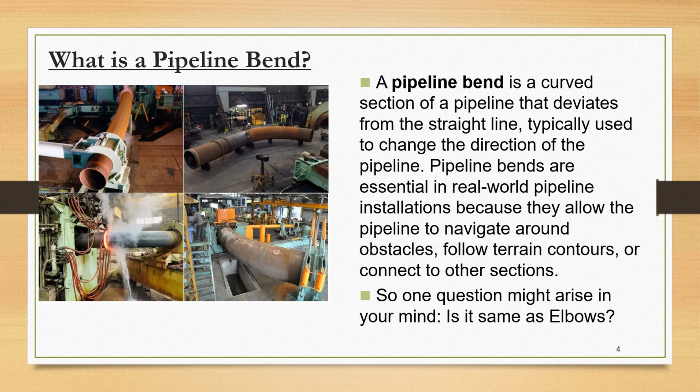Now a pipeline bend is a curved section of a pipeline that deviates from the straight line, typically used to change the direction of the pipeline. So the main aim for bending a pipeline is to change direction, because you know that the pipeline route will not be continuously straight for a very long stretch, and it requires various changes in direction. So in those regions or sections you have to employ a pipeline bend.